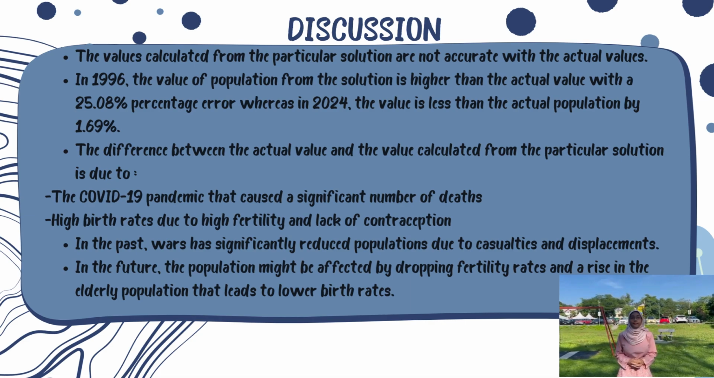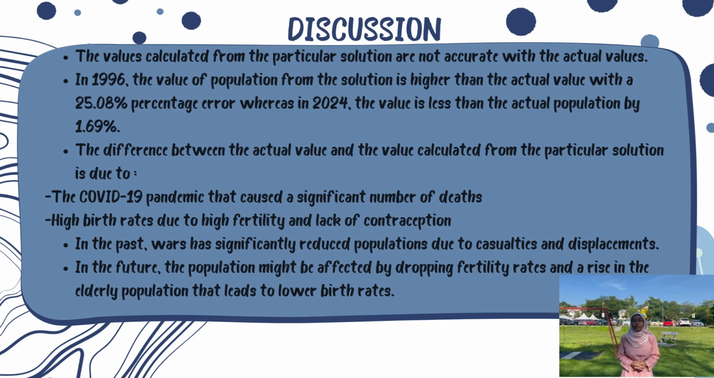Question 6. The values calculated from the particular solution are not accurate compared with the actual values. In 1996, the value of population from the solution is higher than the actual value with 25.08% percentage error, whereas in 2024, the value is less than the actual population by 1.69%.